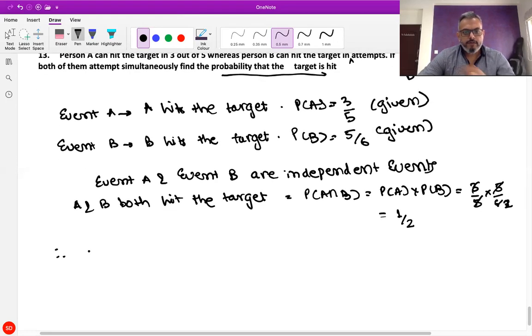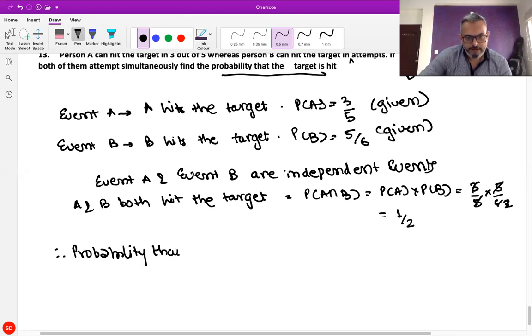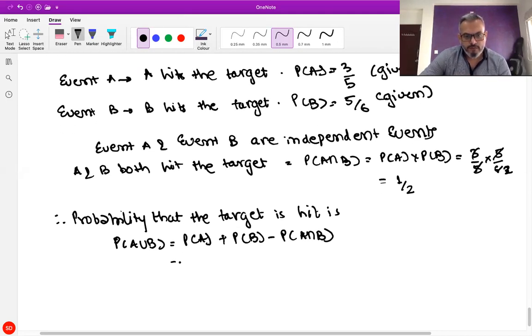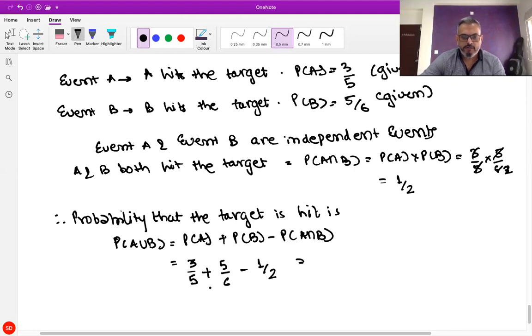Therefore, the probability that the target is hit is P of A union B, which is equal to P of A plus P of B minus P of A intersection B, which is equal to 3 by 5 plus 5 by 6 minus 1 by 2, which is equal to 6 5s are 30.